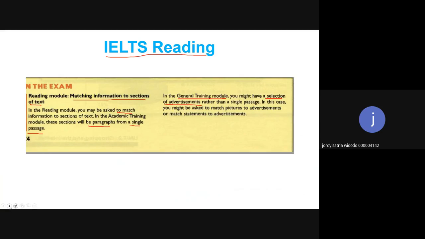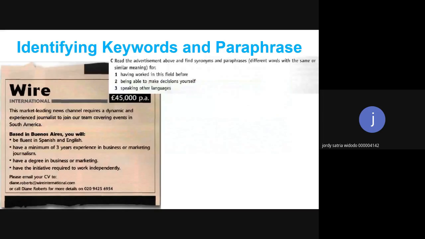Let's see, this is the first one: identifying keywords and paraphrases. We've got an advertisement from Wire International, and then part C for the question. Read the instruction: read the advertisement above and find synonyms and paraphrases. So you need to find synonyms and paraphrases, different words with the same or similar meaning, for the required words listed from number 1 to number 3.